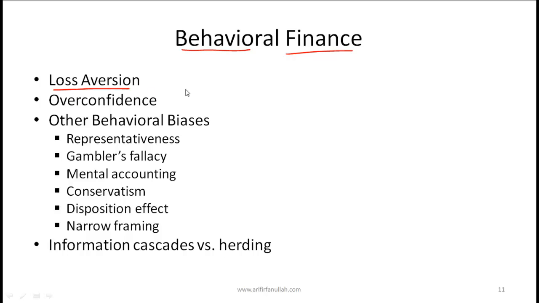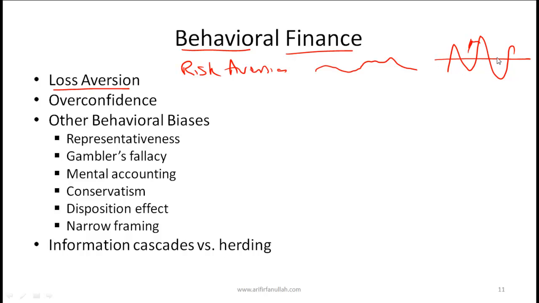Number 1 is loss aversion. Loss aversion implies that investors dislike loss more than they like gains. So what exactly does this mean? You've already studied this concept of risk aversion. Risk aversion implies that investors dislike volatility. So an investor would prefer a stock that gives returns like this versus a stock that gives returns like that. But what loss aversion implies is that investors are okay as long as the volatility is high on the positive side, but investors dislike the negative volatility.